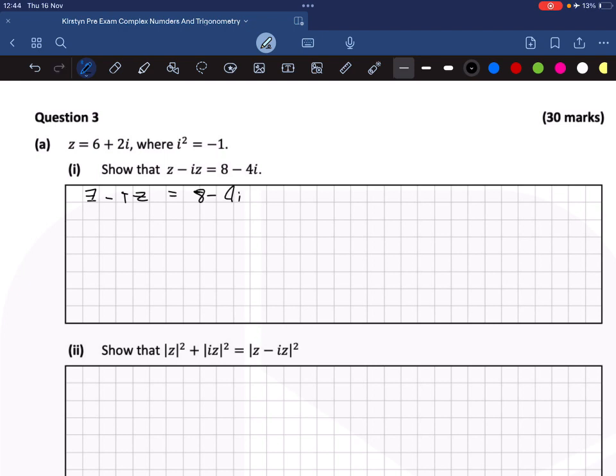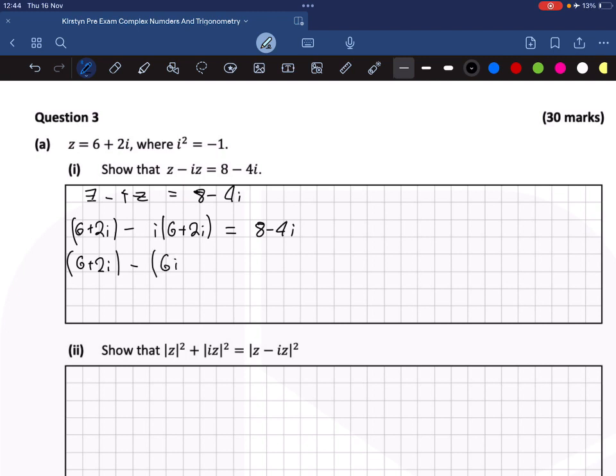Well, what is z? z is going to be 6 plus 2i. And again, just whack them inside brackets. Minus, then we're going to have i times 6 plus 2i. And this has to equal 8 minus 4i. So 6 plus 2i, nothing happens to that just yet. Now minus, what happens when we multiply 6 plus 2i by i? Well, this is going to be minus 6i.